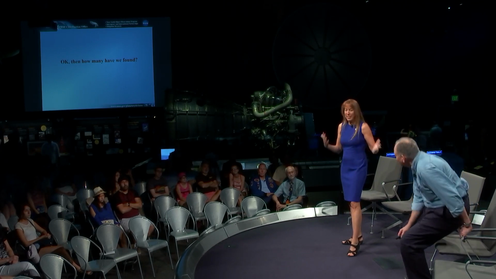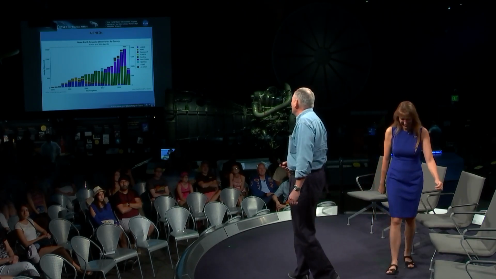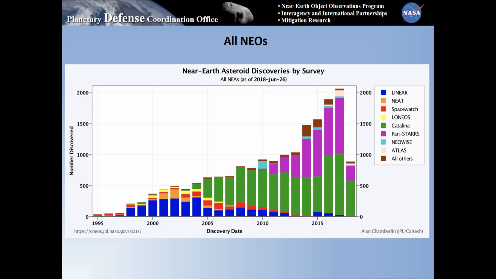Okay, so then, Lindley, how many have we found? Well, Kelly, this chart depicts the number of asteroids of all sizes that come near Earth that our projects have found over the years. As we mentioned, our program began in 1998, so we've now been searching for this population of asteroids for 20 years. But you start to see when our program started back there in '98, a bump up in the number of objects discovered, and that's due to NASA's program.